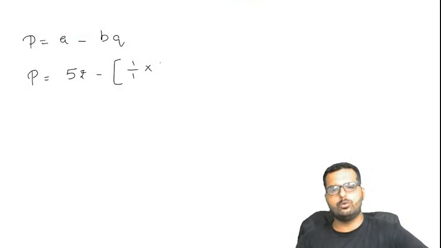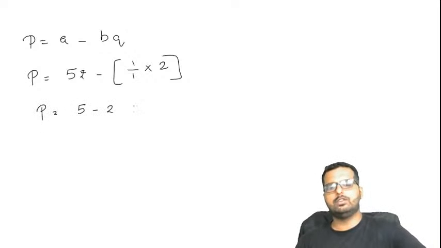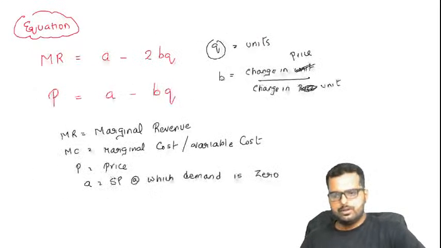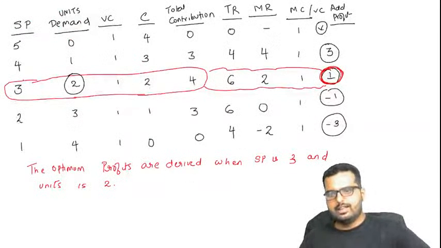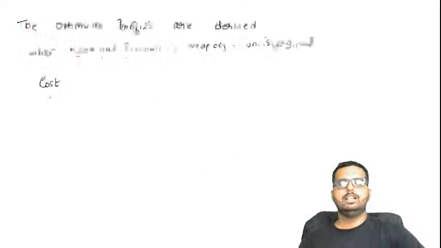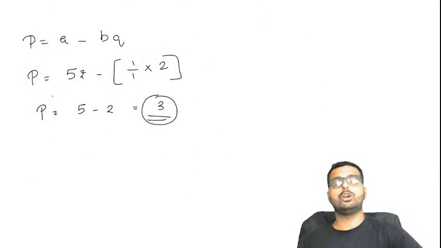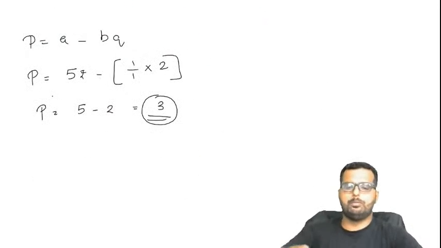How much is Q that we found out over here? 2. So if I do it like this, P is equal to 5 minus 2. Do I get the answer as 3? Shall we go and check? Do you get the exact same answer over here also, friends? This is how we find out at what units you will make optimum profits.